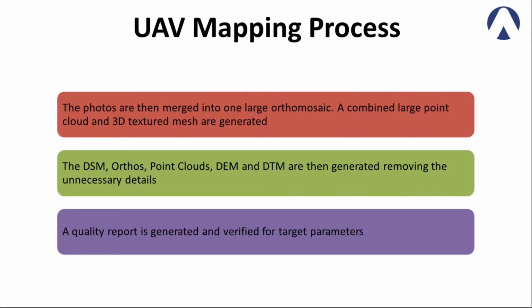The photos are then merged into a large orthomosaic. A combined large point cloud and a 3D textured mesh are generated, which have the X, Y, and Z data. The DSM, orthomosaic, point clouds, DEM, and DTM are then generated, removing the unnecessary details. A quality report is generated and verified for the target parameters.